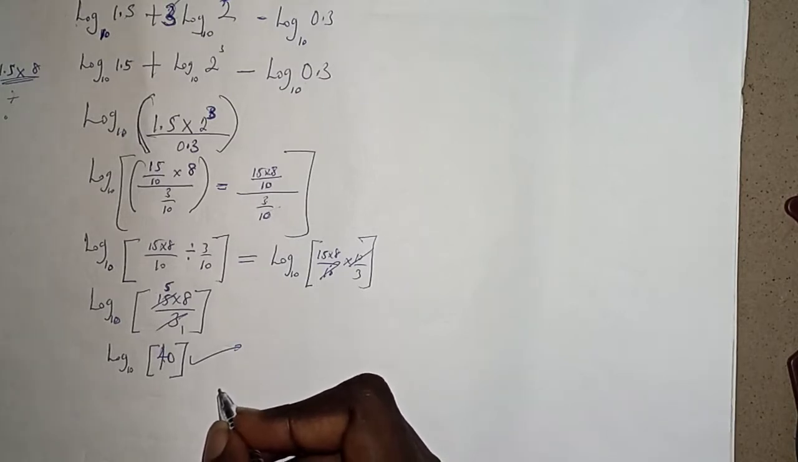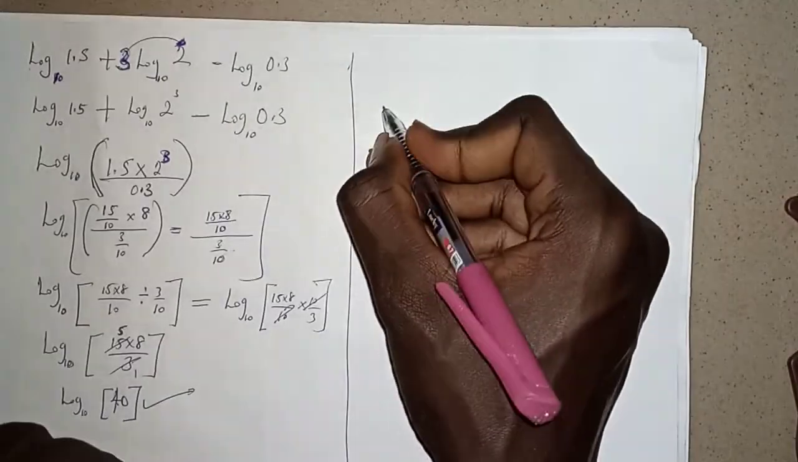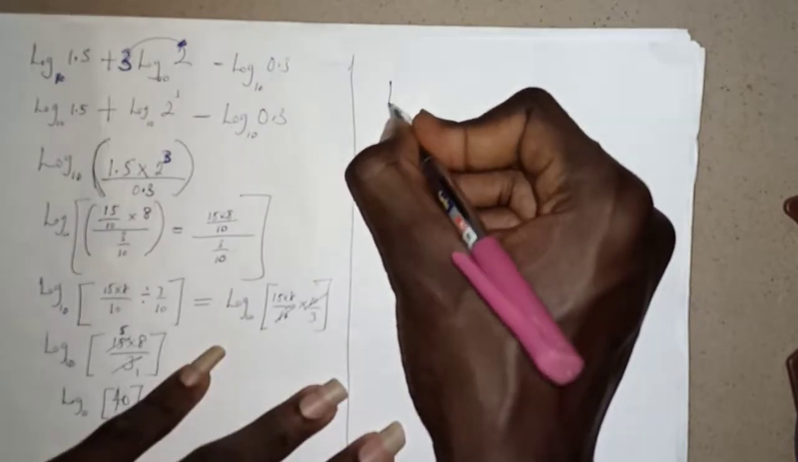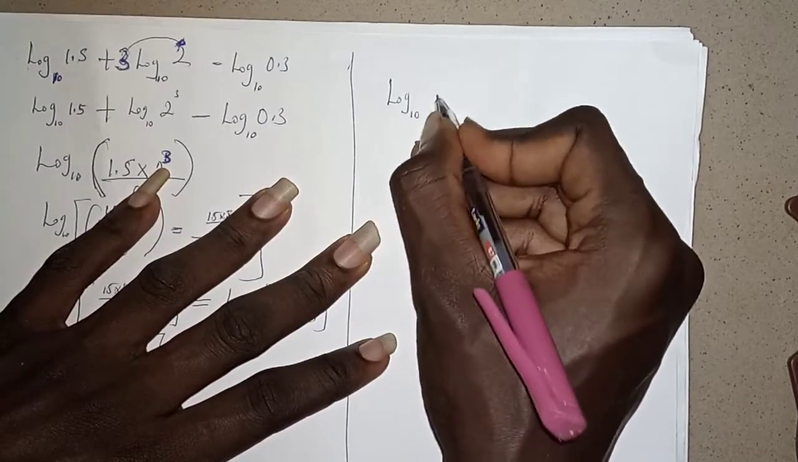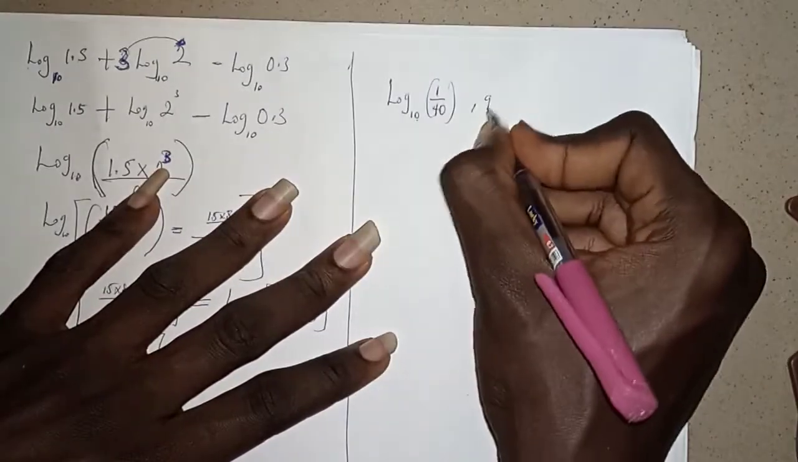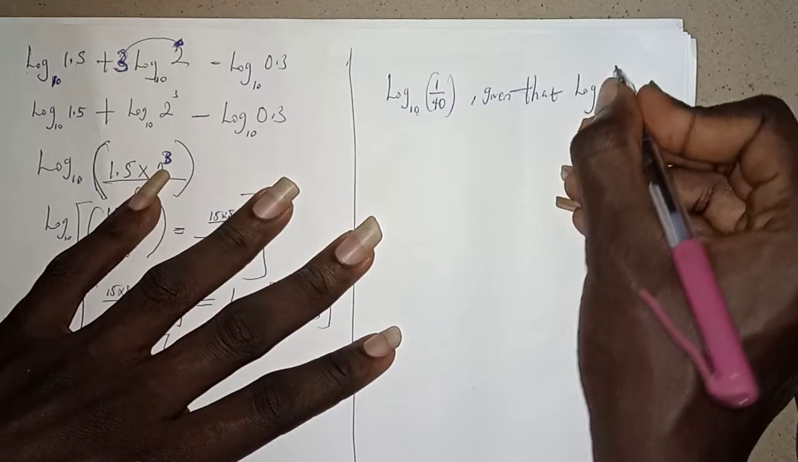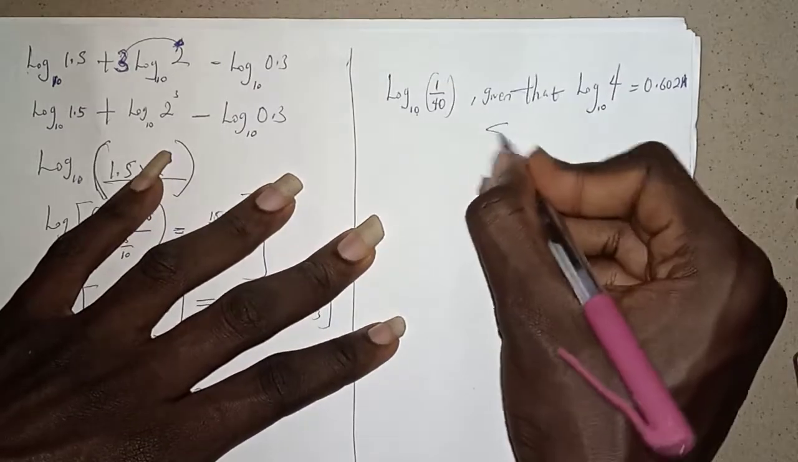And then you can still try more questions. You have more questions on logarithm. So let me try to pick one. I also have another one here. Suppose we have this question which says: find logarithm of 1 over 40 to base 10, given that the log of 4 to base 10 is equal to 0.6021. So take note of this kind of question.